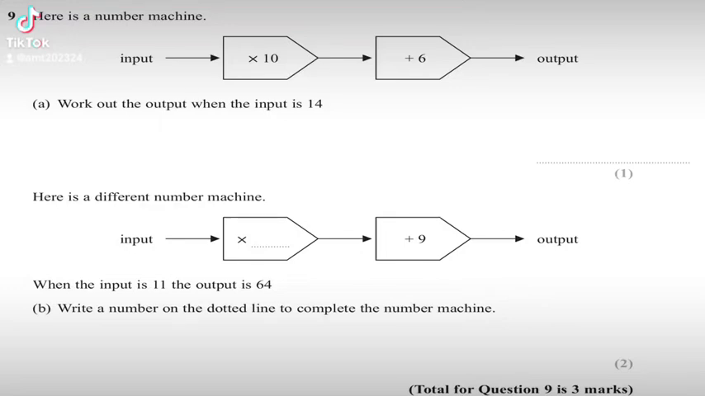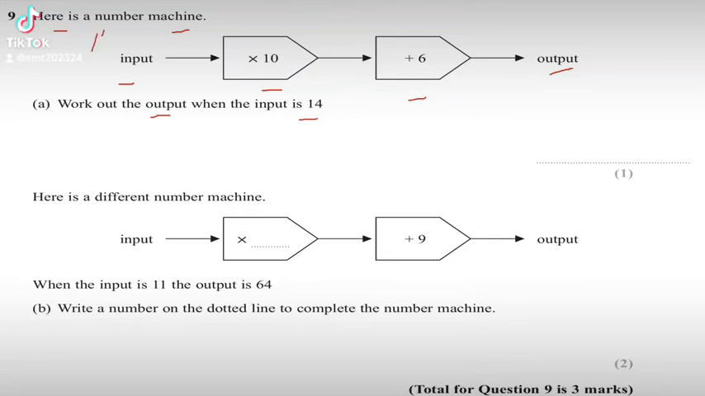Okay, folks, doing an exam style question from the IGCSE Maths Foundation Tier paper from the May 2023 paper one, and it's a calculator paper. Okay, question one here. Here is a number machine. We've got input times 10, add 6, and I get an output. Part A. Work out the output when the input is 14.